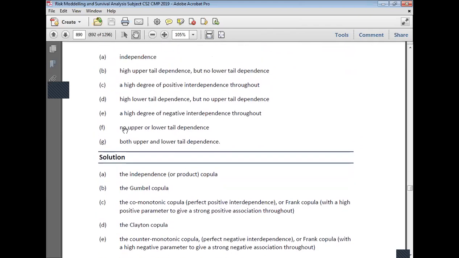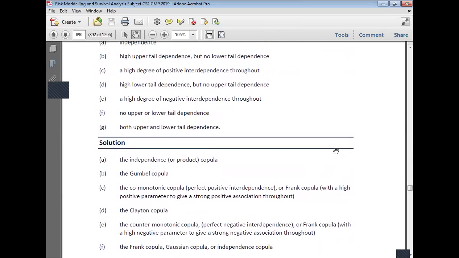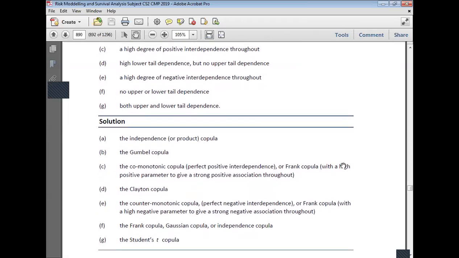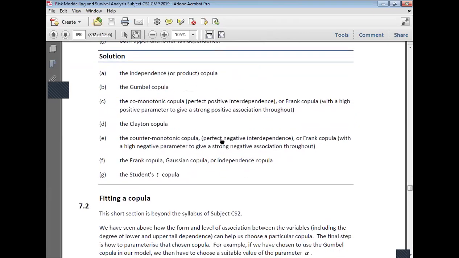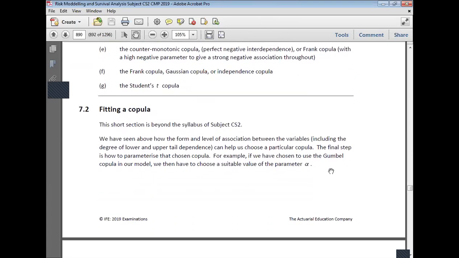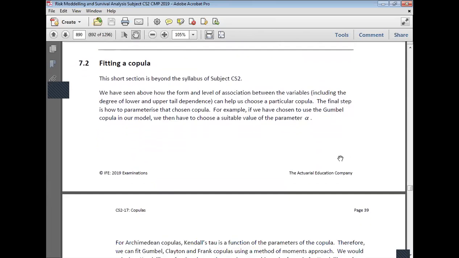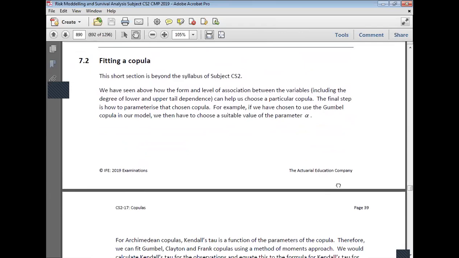But again, now if you're looking at no upper and lower tail dependence, that would again be your independence copula or Frank copula or Gaussian copula or countermonotonic copula. So the countermonotonic copula would just be a case where your Gaussian copula has rho equal to -1. So you can write that as well. And the next case is where you have both kinds of tail dependency, which will be captured by the Student's t copula. So I would say that was just a quick revision.